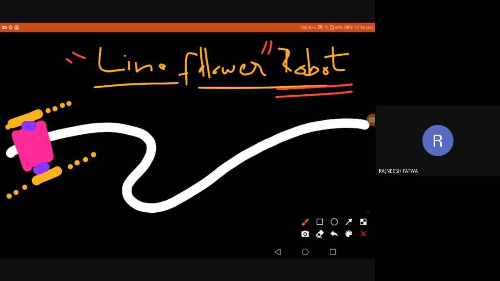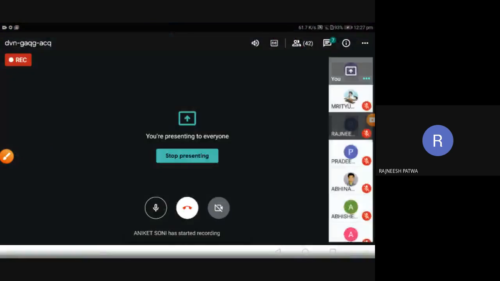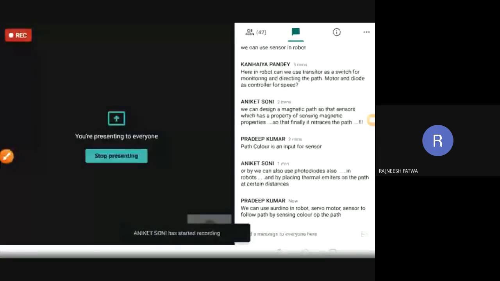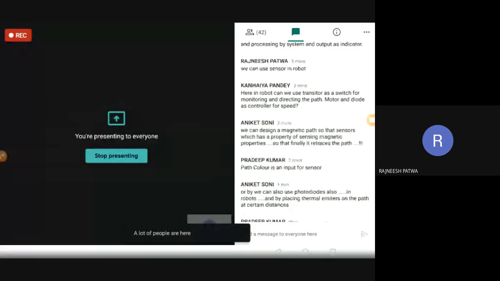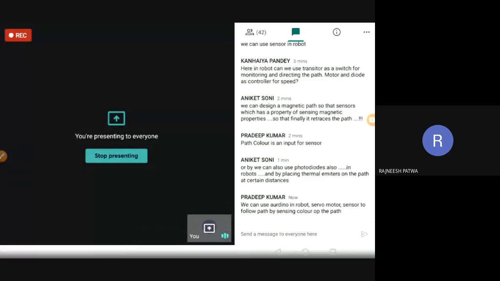I'll give one example. I think I got some comments. Let's see what the comments are. First comment: Kanaya Pandit is saying that in a robot we can use a transistor as a switch for monitoring and directing the path, a motor, and a diode as control for speed.